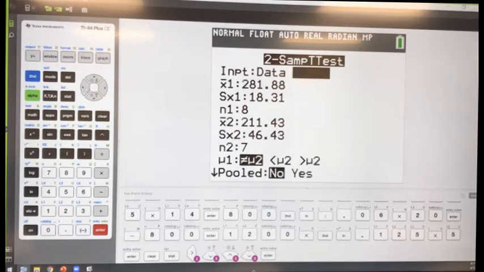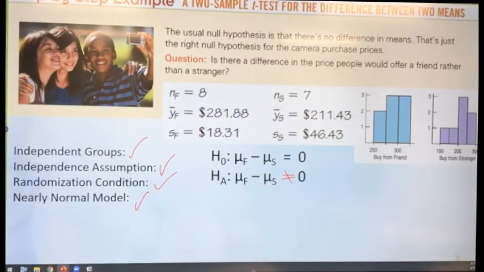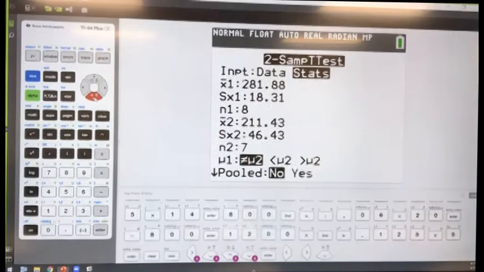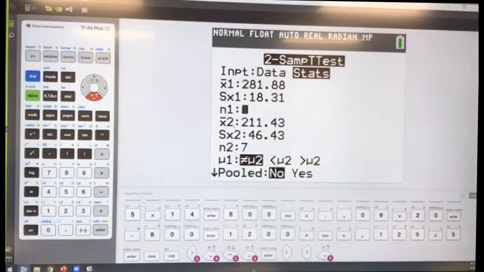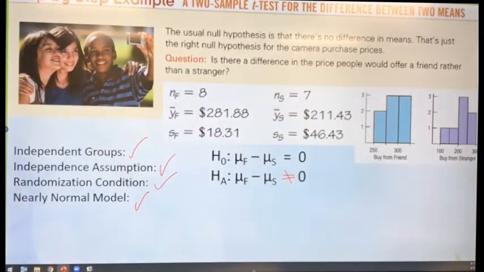And then if we had data to put in, we would put in our L1 and L2, but in this case we have statistics. So it gives us our mean for the friend, the standard deviation, and the n value of 8. So this is why we're running a t-test, because notice my n value is pretty small, right? It's less than 30. Otherwise, we could run a z-test if we wanted to. And then it also gives me my statistics on my stranger data.